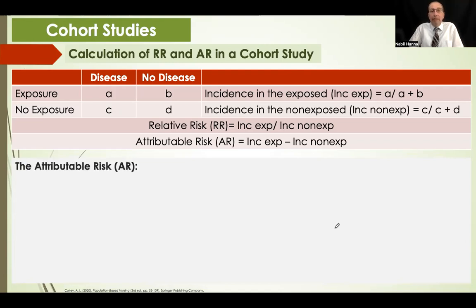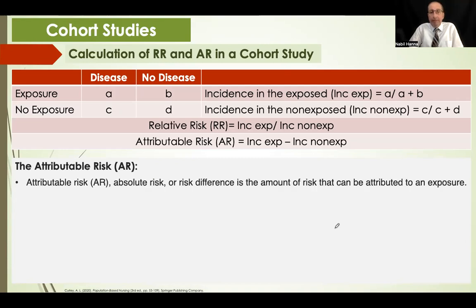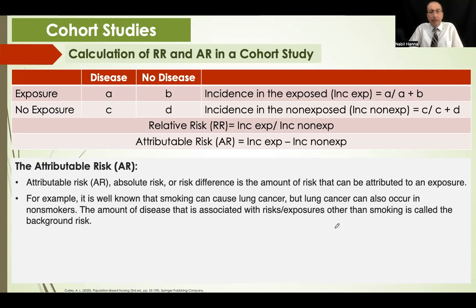What about the attributable risk? It's the same table. The attributable risk, sometimes known as absolute risk or risk difference, is the amount of risk that can be attributed to an exposure. For example, it's well known that smoking can cause lung cancer, but lung cancer can also occur in non-smokers, right? So the amount of disease that is associated with risks or exposures other than smoking, this is called the background risk.